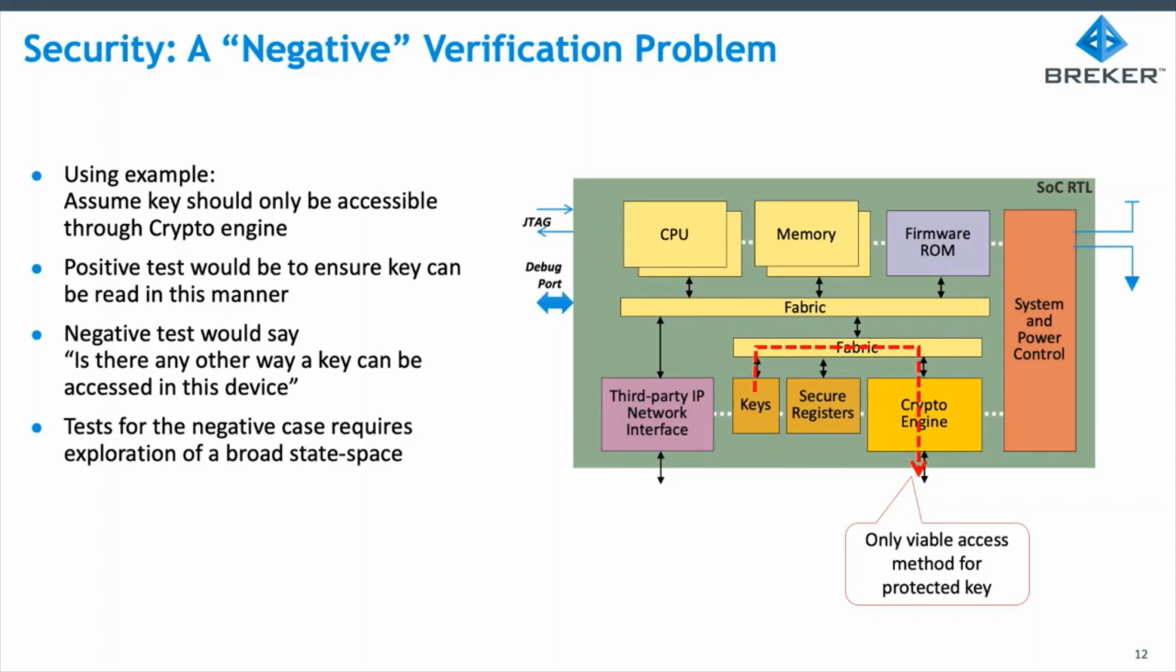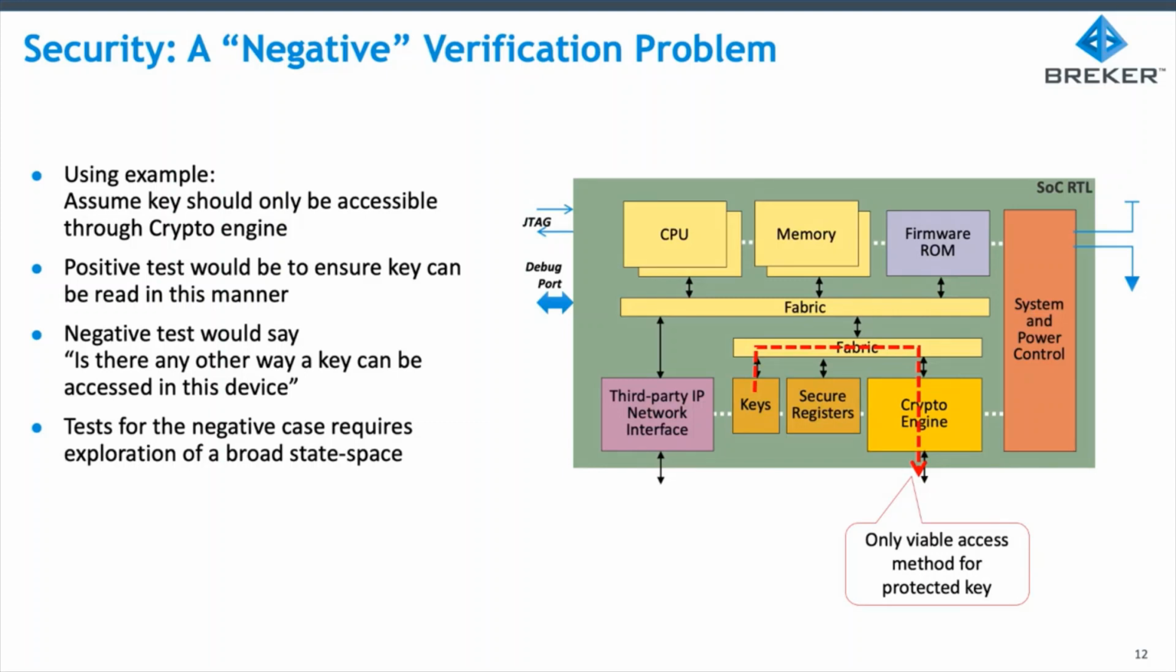So security we would term as a negative verification problem. So let's revisit the example of the keys being run through the crypto engine. A positive verification problem is basically making sure that functionality is correct, i.e. the key can actually be read through the crypto engine. A negative test would be ensuring that the key can in no other way be read from any other part of the SOC. It's the negative of that positive verification functional test.